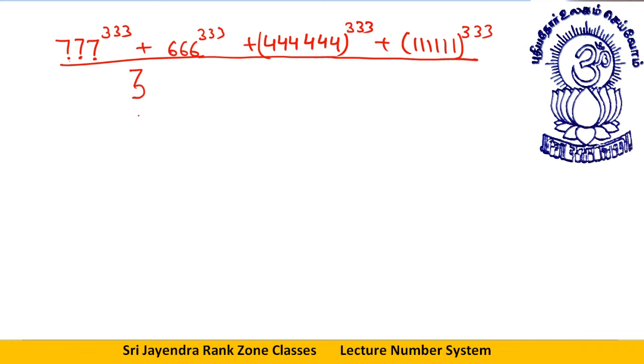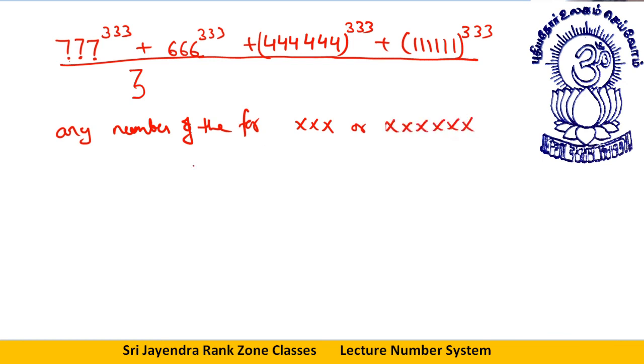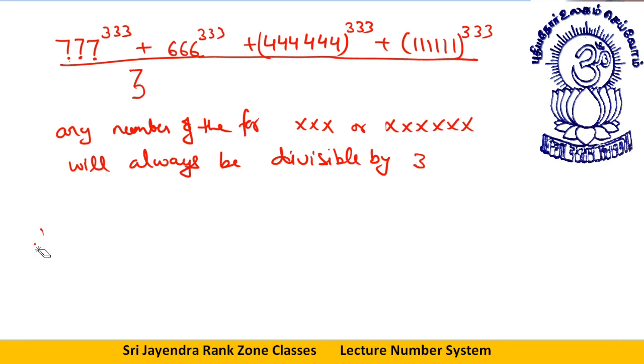So the concept is that, dear students, any number written 3 times or 6 times will always be divisible by 3. Any number of the form xxx or xxxxxx will always be divisible by 3. Therefore, what I can say, and one more thing in this question only.